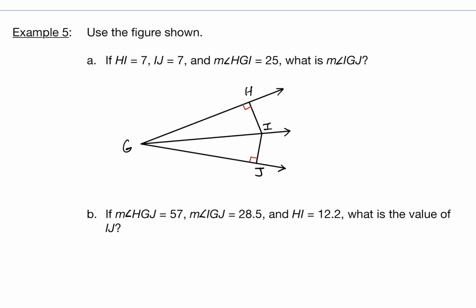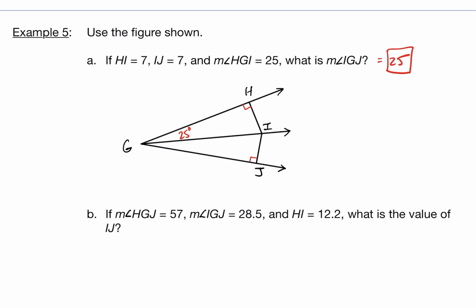What we're told also is that angle HGI is 25. Let's go ahead and label that. HGI is 25 degrees. So the question is, what is angle IGJ? Well, we just figured out that this is an angle bisector. It cuts this angle exactly in half. And so if this angle, HGI, is 25, then IGJ is also 25. So this is going to be equal to 25. That's the answer for part A.